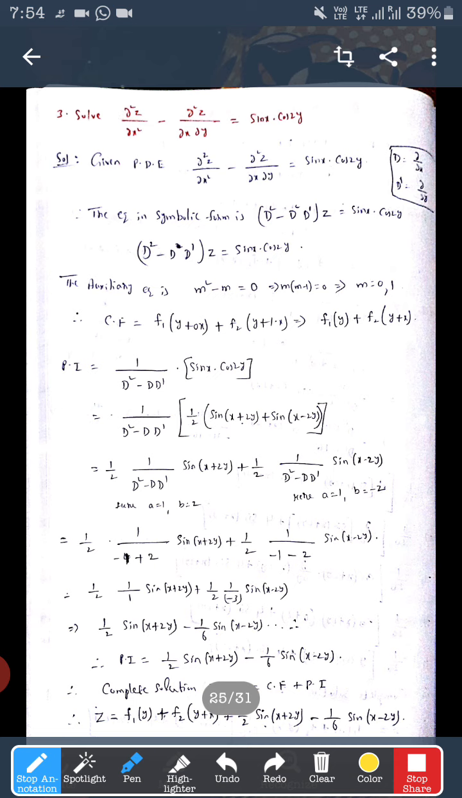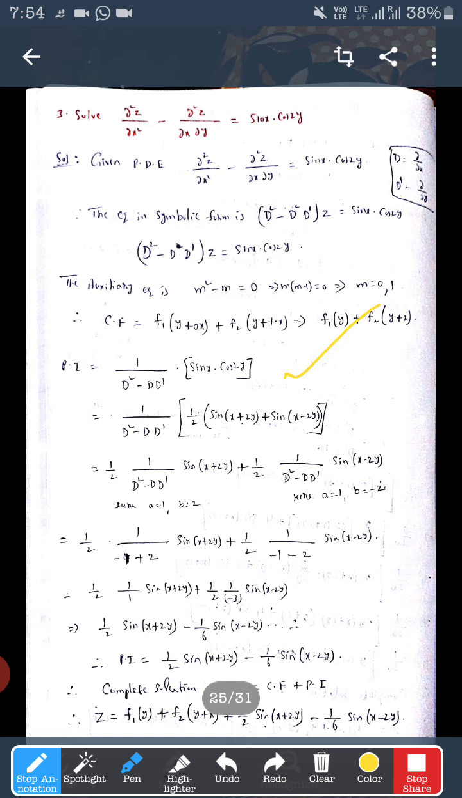So here also first we write this into operator form. Therefore, in place of D we write m, in place of D' we write 1. Therefore, the equation is changed into the form m square minus m. The roots are 0, 1. Therefore, the complementary function is f1 of y plus 0x plus f2 of y plus x. Therefore, the complementary function is equal to f1 of y plus f2 of (y plus x). Next, coming to the particular integral, PI is equal to 1 by D square D'.